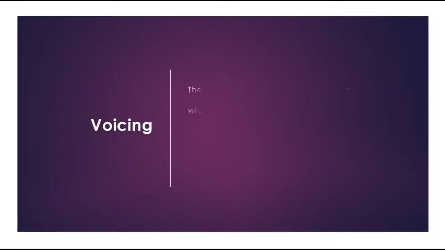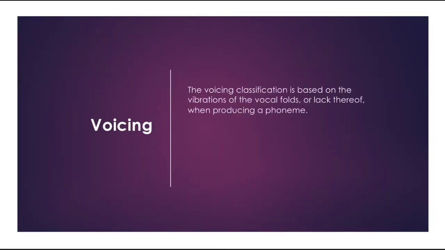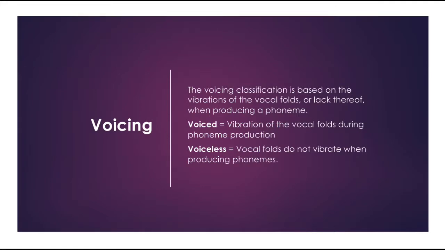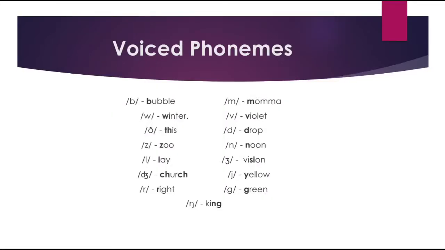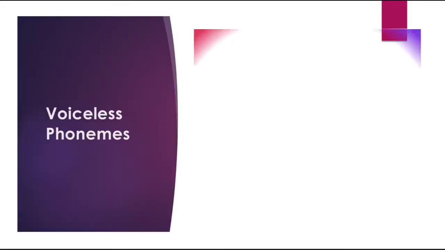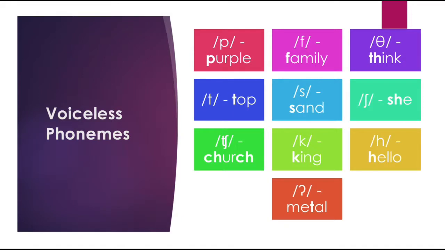you hear that there. Okay, so that brings us to voicing, and voicing is a classification that's based on the vibrations of the vocal folds or the lack thereof of vibrations in the vocal folds when you're trying to produce a phoneme. If there is a vibration, it's voiced, and if there's not one, then it's voiceless. These are the voiced phonemes, just to name a few: b, w, m, v, d. And then you have the voiceless phonemes. The voiceless phonemes are like p, f, th, th, that.